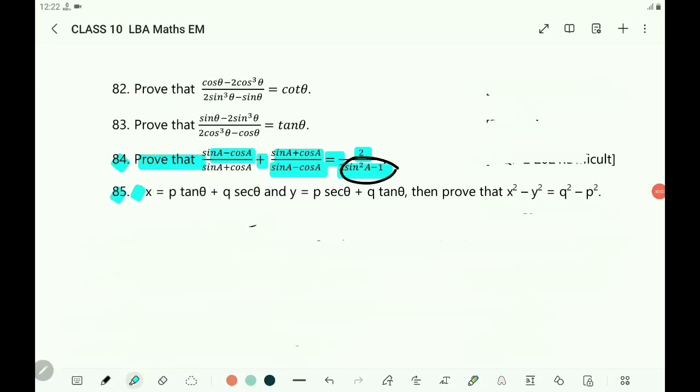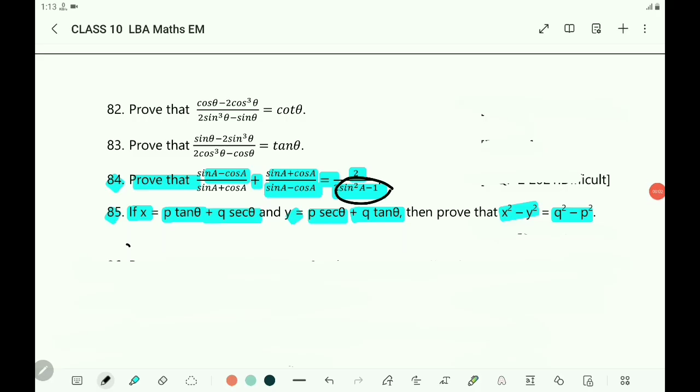Question number 85. If x equals p tan theta plus q secant theta and y equals p secant theta plus q tan theta, then prove that x square minus y square equals q square minus p square. Now you write what is given here. Take x equals p tan theta plus q secant theta and y equals p secant theta plus q tan theta.